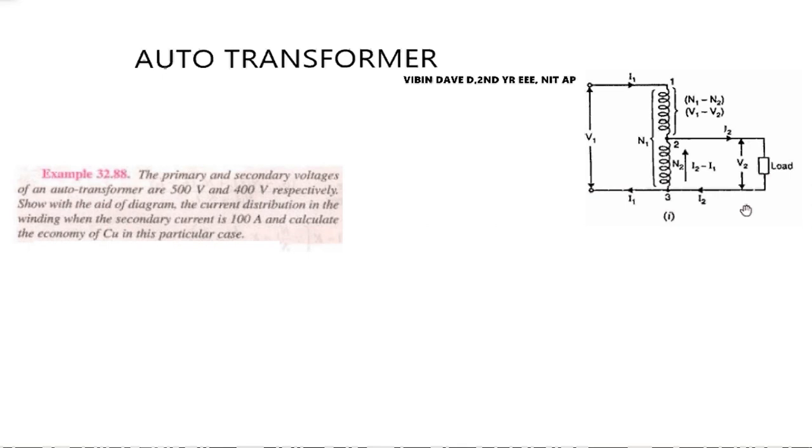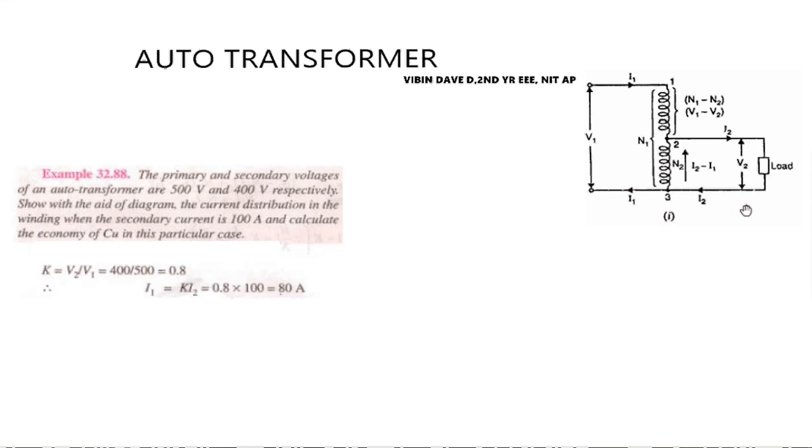Here's the next question. The primary and secondary voltages of an autotransformer are 500 volts and 400 volts respectively. Show with the aid of a diagram the current distribution in the winding when the secondary current is 100 ampere, and calculate the economy of copper in this particular case. So we need to find the current across the transformer and also the amount of copper saved. Economy of copper means the amount of copper saved. So let's see how we can solve this.